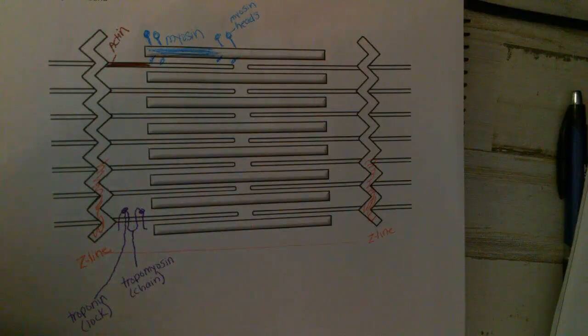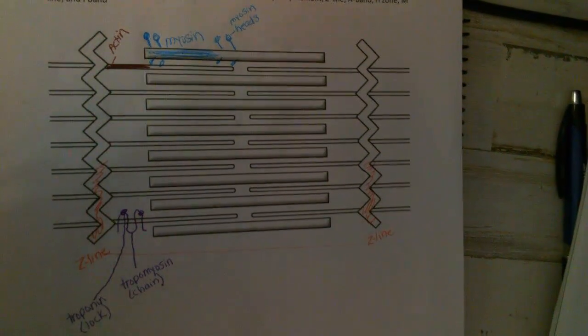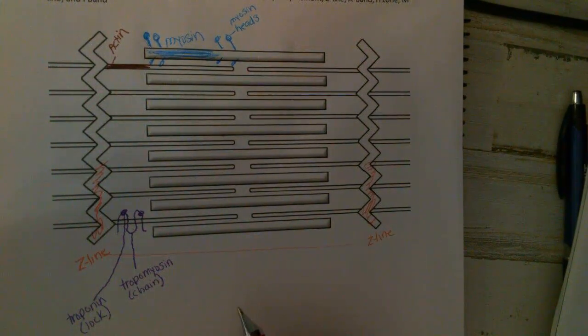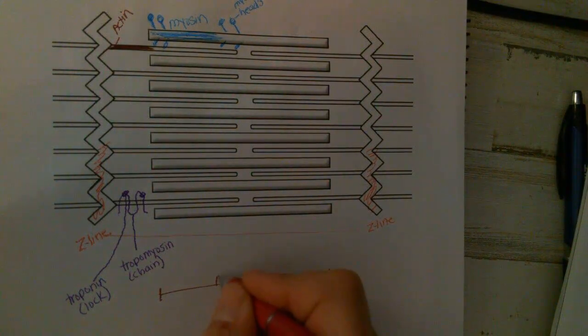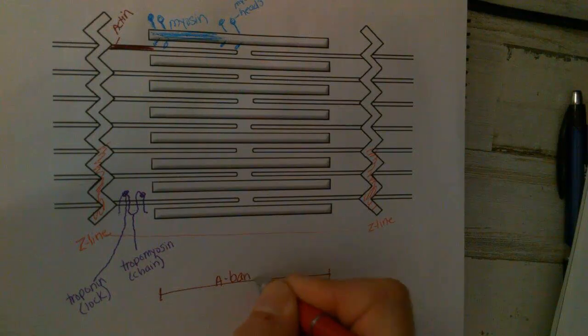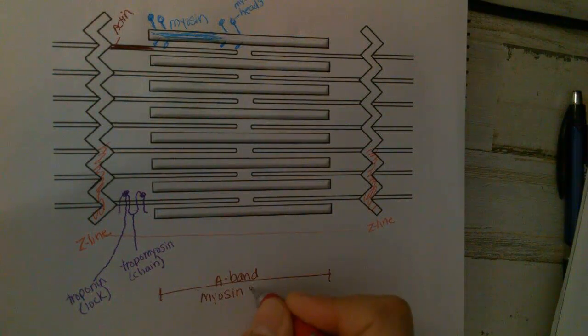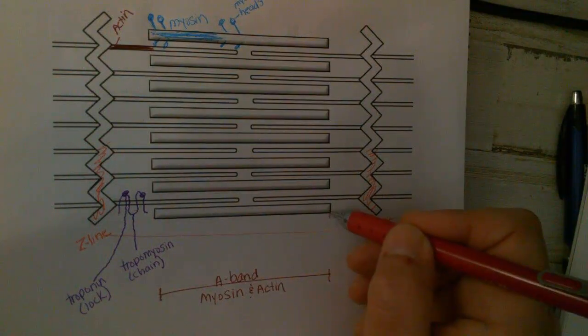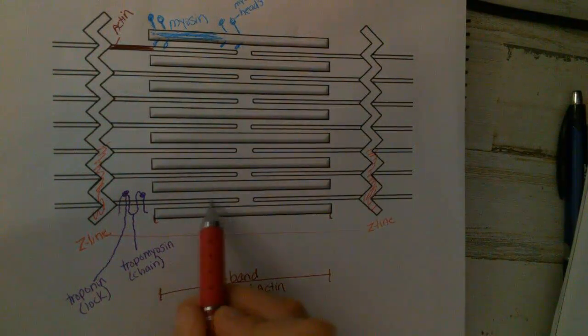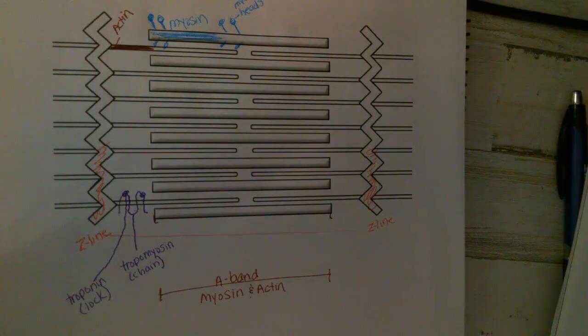Continuing on with labeling, there is a section right here which is called the A band. And the A band is going to be myosin and actin both. So you can see, from here to here is that A band. You have the myosin and you have actin right there.